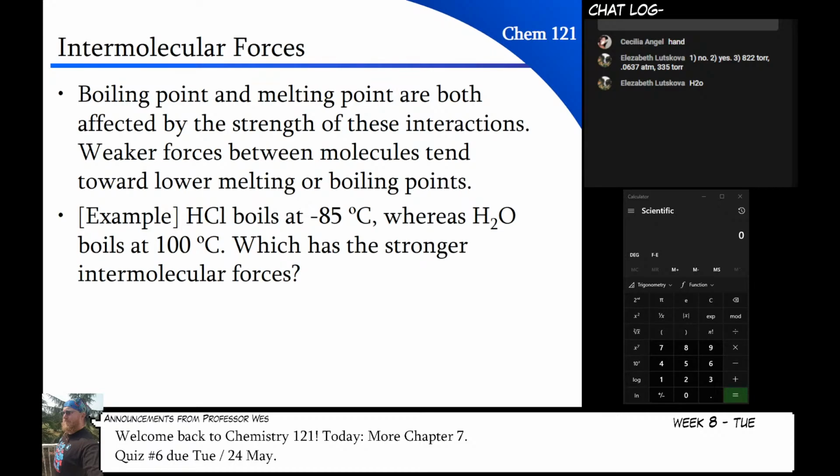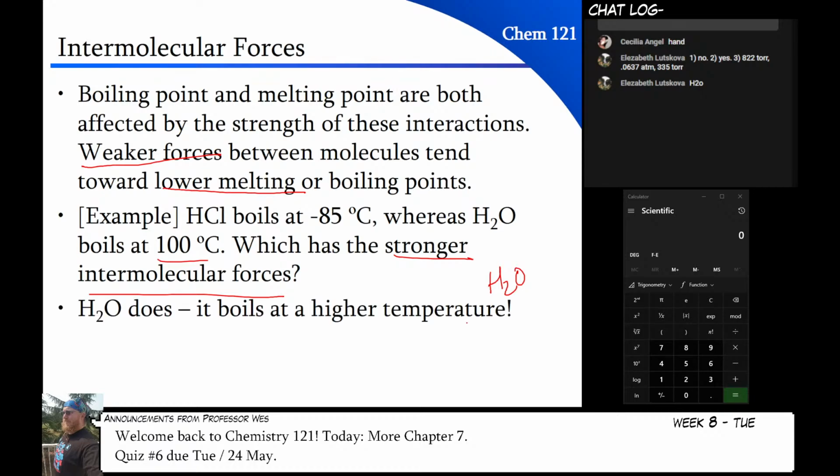Alright, so like we said, weaker forces mean lower boiling point. So stronger forces must mean higher boiling point. So H2O must have the stronger intermolecular forces because its boiling point is way higher. So let's explore why this is the case. So what forces are present in molecules? So we're gonna outline 3 different intermolecular forces.